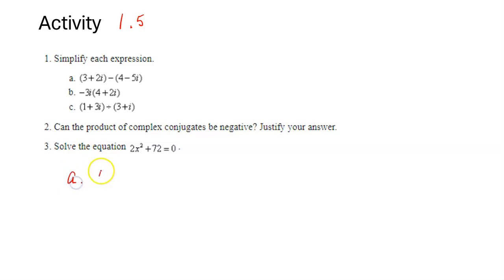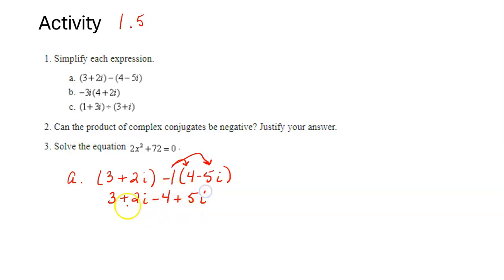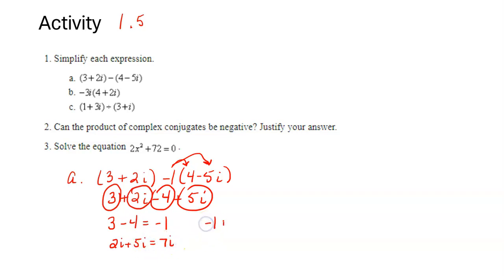So let's do A: 3 plus 2i minus (4 minus 5i). So remember, this has an invisible -1, so I have 3 plus 2i, and I have to distribute this. Okay, then I'm going to combine like terms. And my answer is -1 plus 7i.